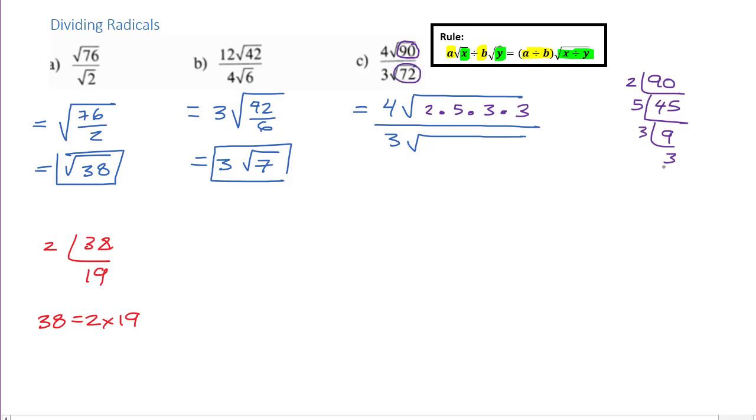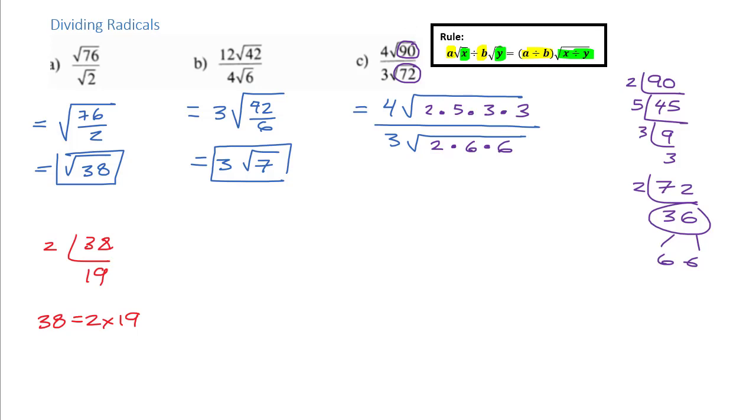All right, let's do the 72 on the bottom now. 72. Well, you can divide that by 2 and get 36. Now, you could obviously break that into prime numbers, but 36 is a perfect square. So anytime we find a perfect square, I'm just going to break that into 6 and 6. So in other words, we can break 72 down to 2 times 6 times 6.